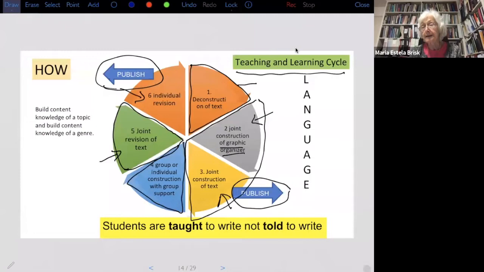So we usually, many of the teachers, no matter what grade level I work with, they do the two kinds of publishing. So by the time the students have done one with a whole class, they've developed such confidence in their ability to write. They do a much better work when they work individually.